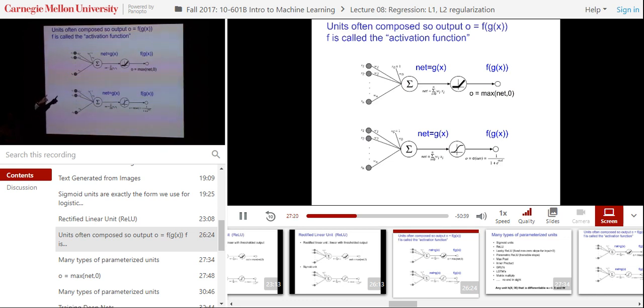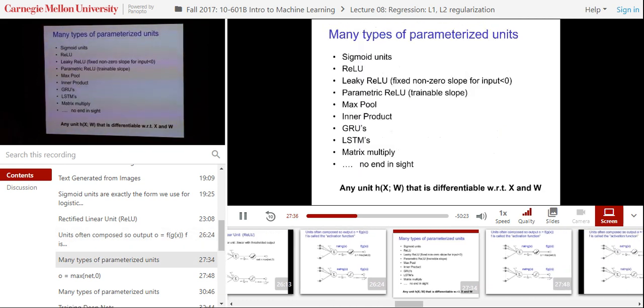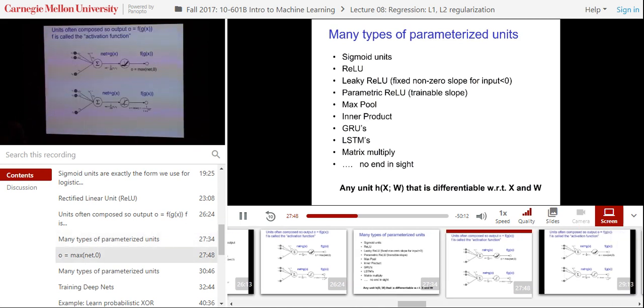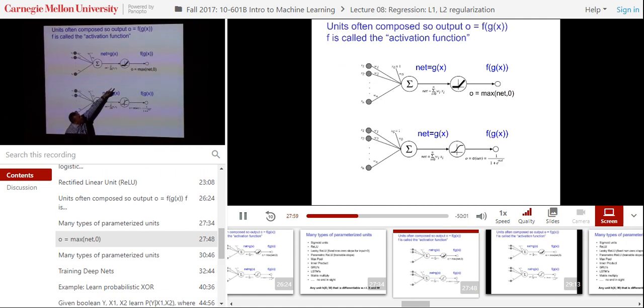And you will see terminology like people talking about the activation function. They really mean this thing that you pass the first part of the computation through. Okay, so now I have to tell you there are many types of units. We'll go through some of them in this lecture and next lecture. But for example, we talked about the rectilinear unit. This is one way to set it up.